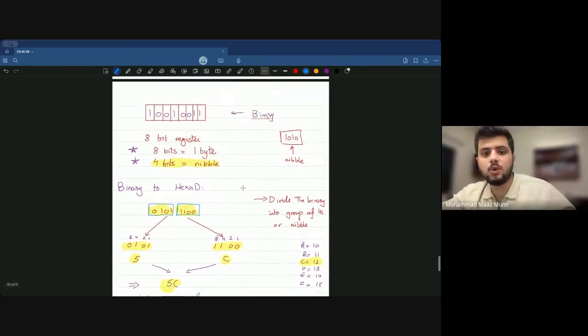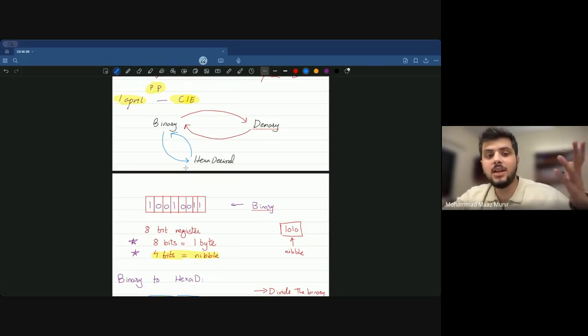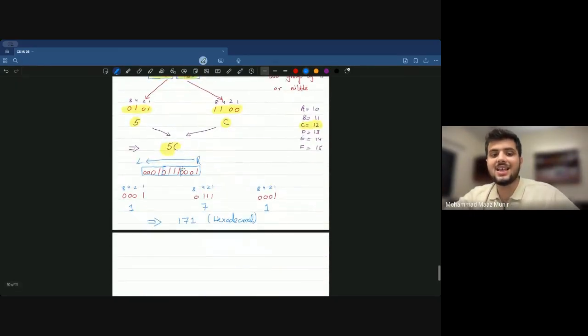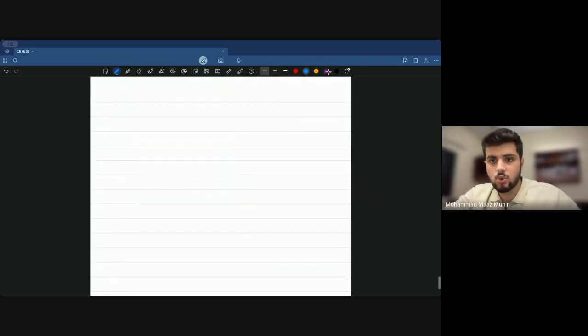Now we have studied binary to hexadecimal. Now you might have noticed that when we were doing denary to binary, the binary to denary was the exact opposite of what we were doing earlier on. And the same concept applies up here too. So if I have a binary and I convert it into hexadecimal like this, how would I be now converting a hexadecimal into binary? It's exactly the opposite of whatever we were doing right up here. Kis tarah? So let's do it the other way around.